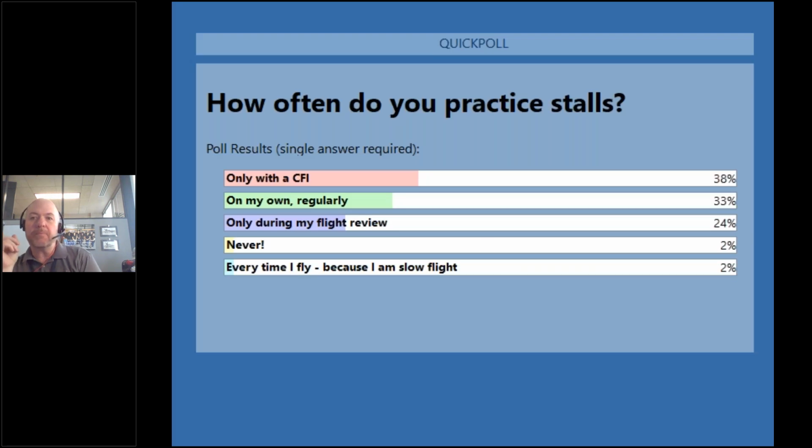All right. So it looks like if you can see the results there, we got 38% only with the CFI. So kind of expectation. On my own regularly at 33%. So that's maybe a little more surprising as our second place one. Some folks out there are not so bad at them, or are not so concerned or worried about doing them. And then 24% doing the flight review. 2% said never, 2% every time I fly.